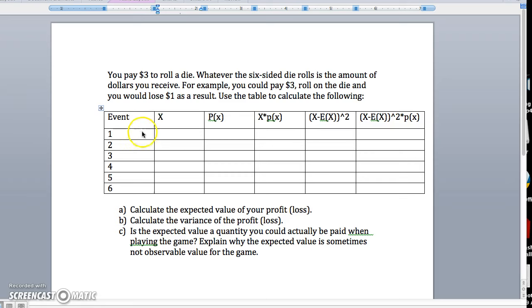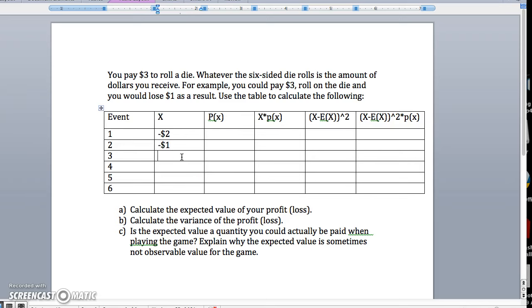So let's look at the first row here. On number 1, we would roll 1 on the die, and in the case that we rolled 1, we paid $3, but we ended up with $1, so that means we'd have a result of negative $2. In the case of event 2, we'd pay $3 but only end up with $2, so we would end up losing $1.